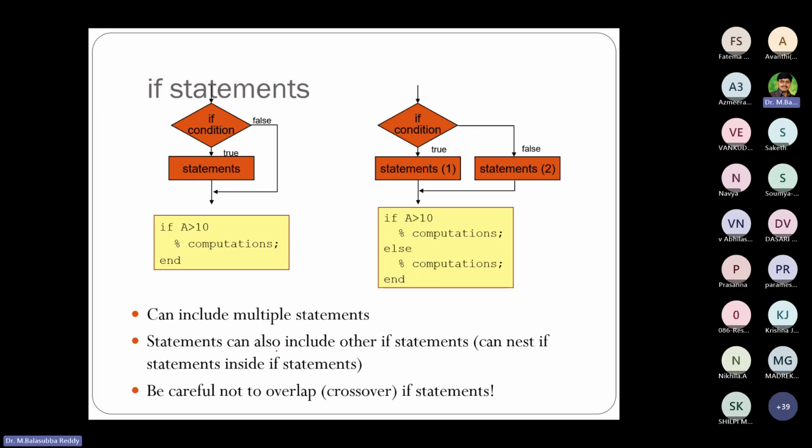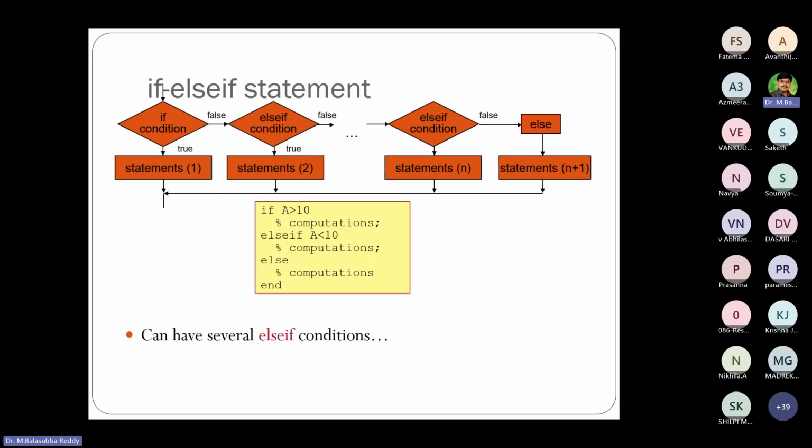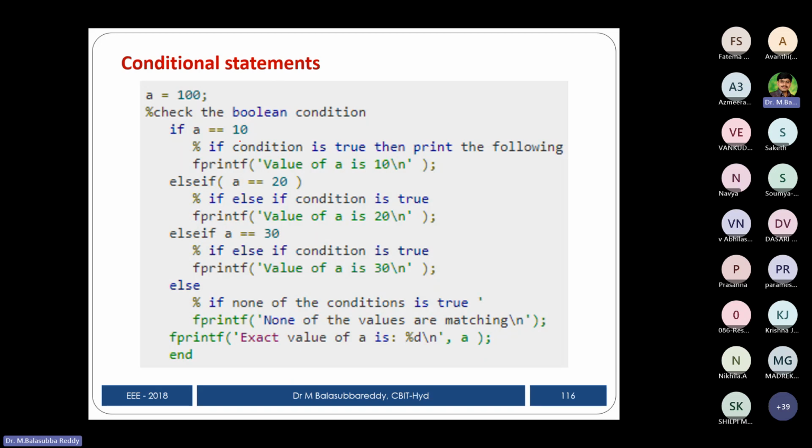Now this is the flowchart of the normal if statement. If the condition is true, some statement runs; false, some other statement. If you want to check another condition, you can check it here, and so on and so forth. You can write this if statement. It is very important. You can check any number of else if statements. And finally, true means one group of statements, false means the other group of statements.